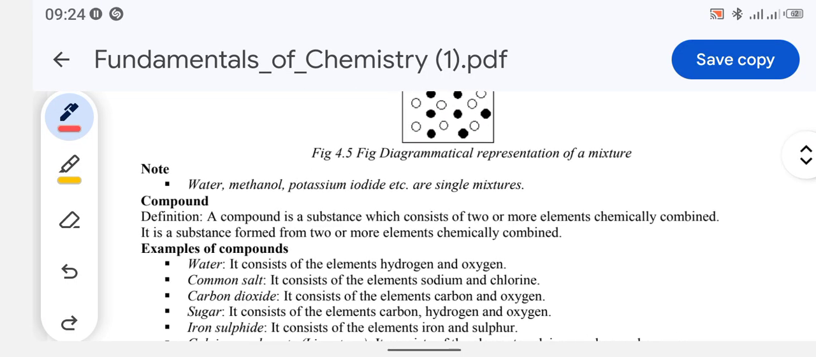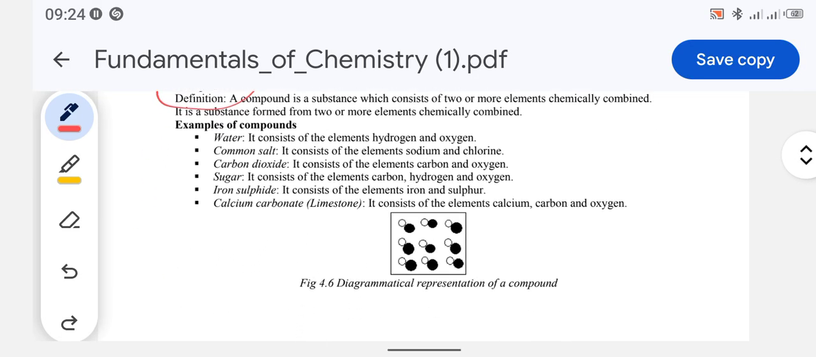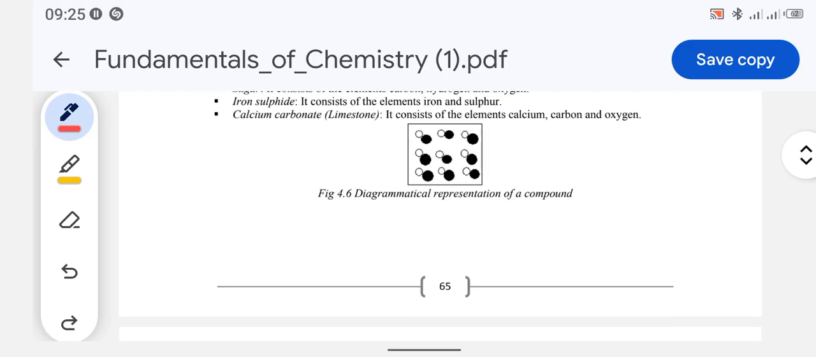The next concept we need to look at is what we call a compound. What is a compound? A compound is a substance that consists of two or more elements that are chemically combined. Examples of such we have water, common salt, and the like.